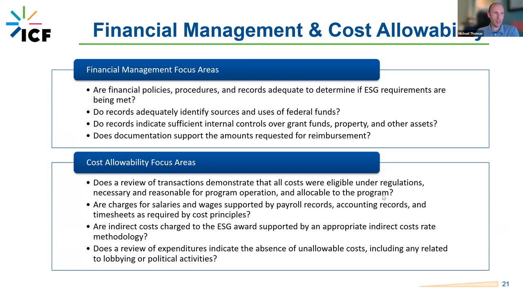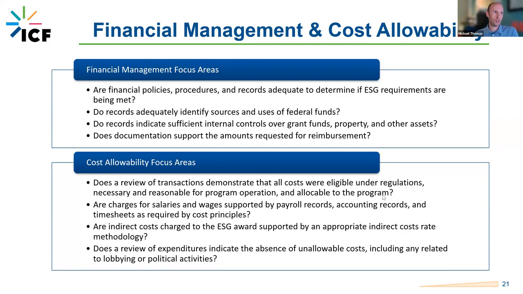Are charges for salaries and wages supported by payroll records, accounting records, and timesheets as required by the federal cost principles? I put that one in here specifically because that's one of the bigger items that is typically going to be sampled for review during monitoring, staff costs. And staff costs always have to be supported by those three things: payroll records, accounting records, and timesheets.